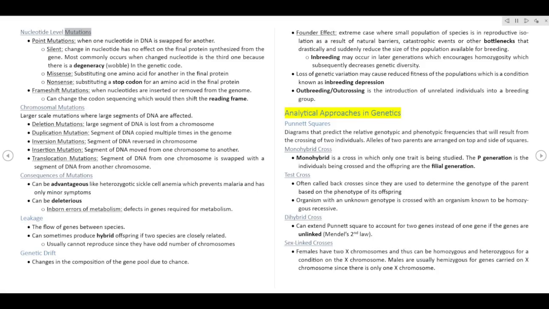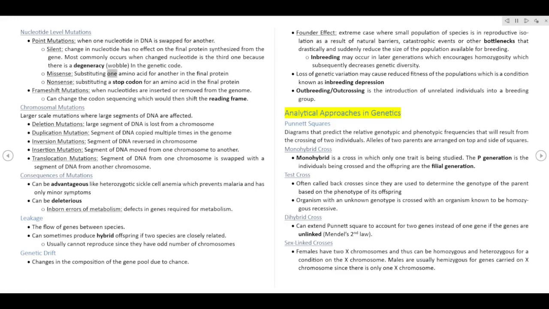Nucleotide level mutations. Point mutations, when 1 nucleotide in DNA is swapped for another. Silent: the change in nucleotide has no effect on the final protein synthesized from the gene. This most commonly occurs when the changed nucleotide is the 3rd one because there is a degeneracy, wobble, in the genetic code.